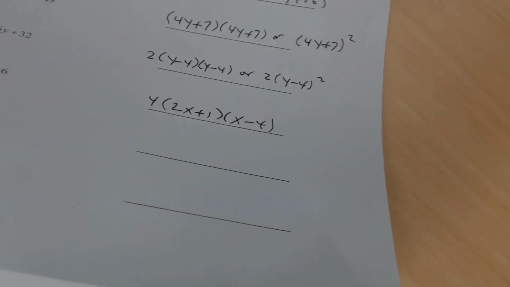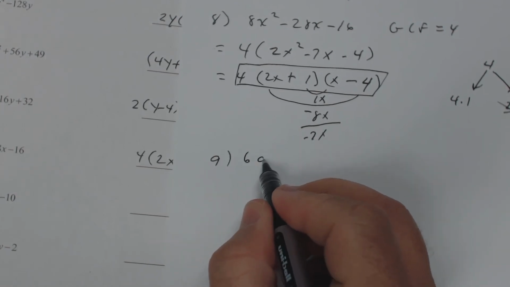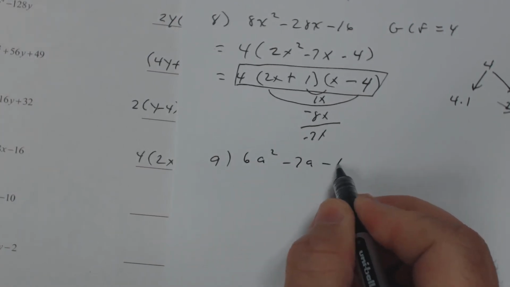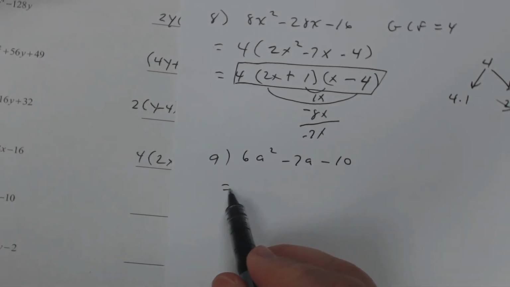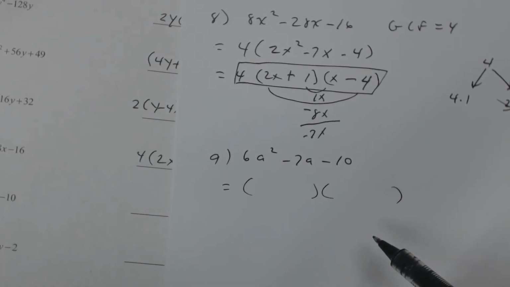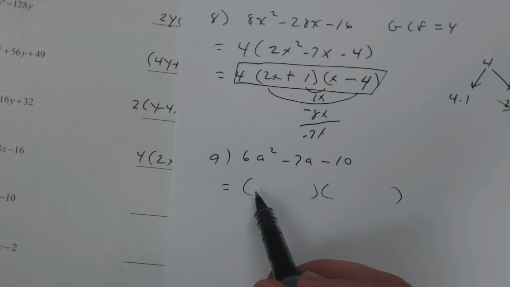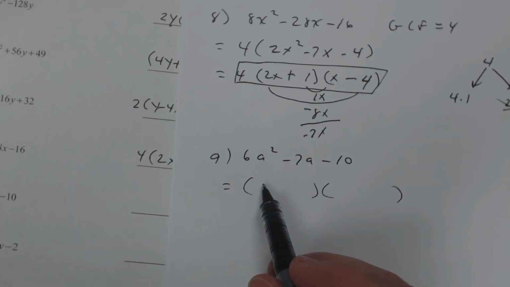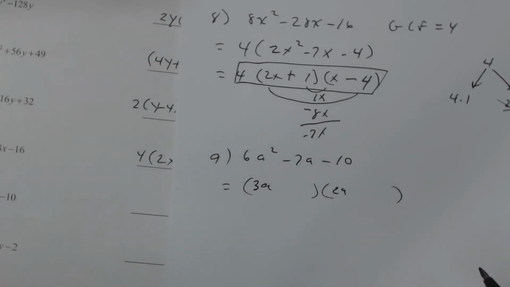All right, number 9. Number 9, you have 6a squared minus 7a minus 10. Here the GCF is 1, so I'm going to go directly to two binomials. And again, if you try something that doesn't work, you try something else. So you're just using trial and error. So for that one, if you try 8a and 2a, just try it, 8a and 2a.